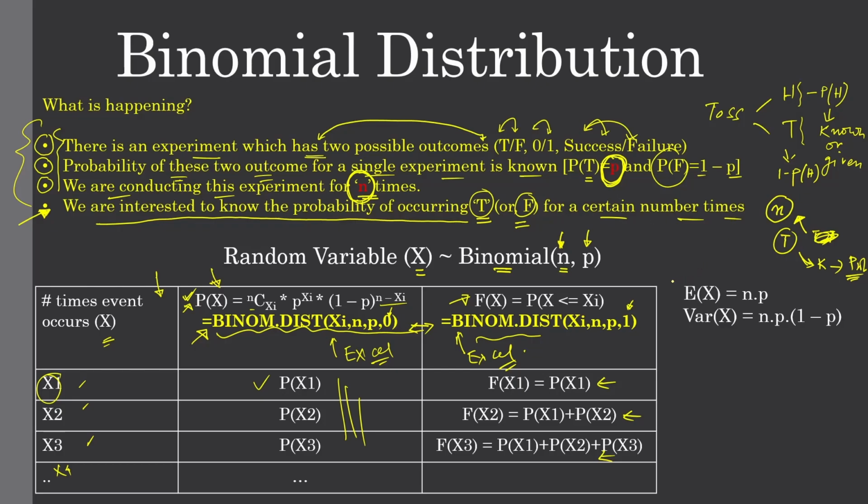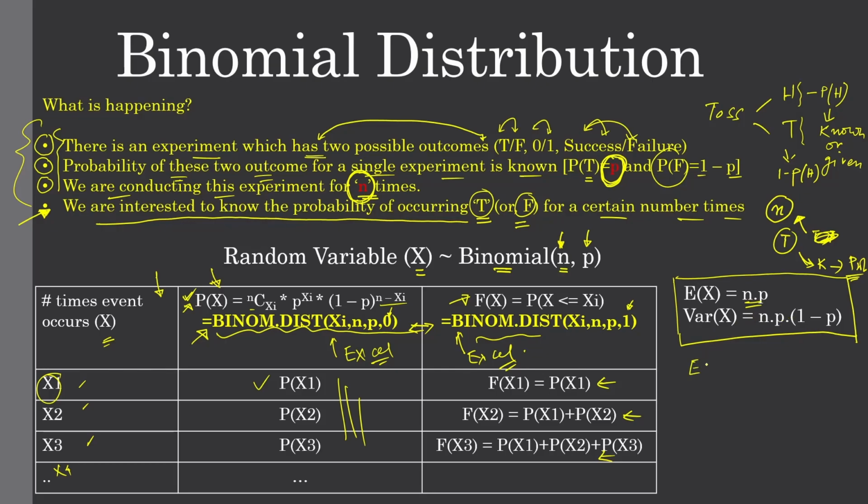Another thing that I want to mention here is that each distribution, both continuous and discrete, any type of distribution, will be defined in terms of its expected value and variance. So in case of binomial distribution, the expected value is n into p and the variance is n into p into 1 minus p.